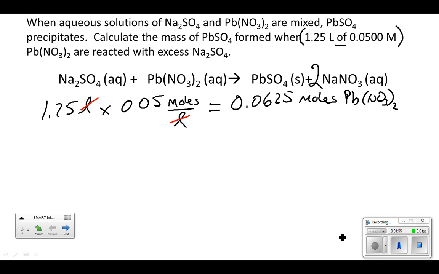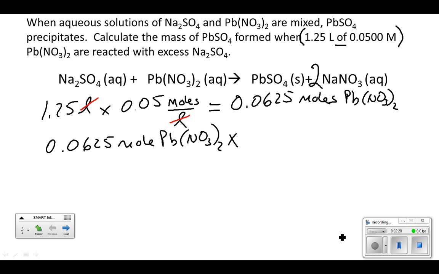Right, so we've written and balanced the equation. We have then changed the given into moles just by using math here. You could also use the definition of molarity to do that as well. So the next step will be to then take that number, 0.0625 moles of lead-2 nitrate, and we need to change substances by using the mole ratio from the balanced equation.